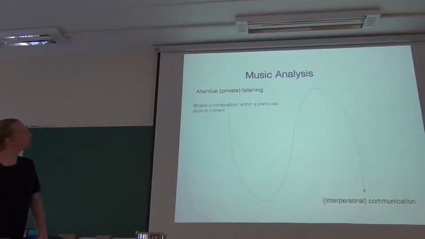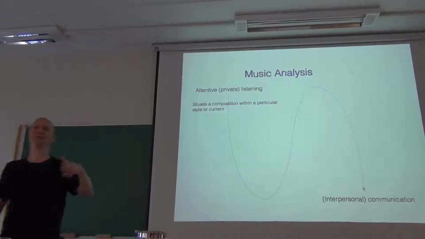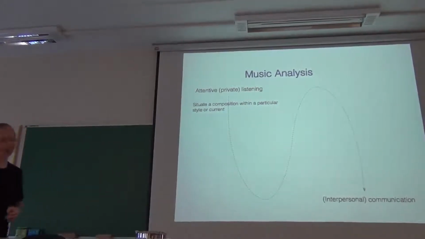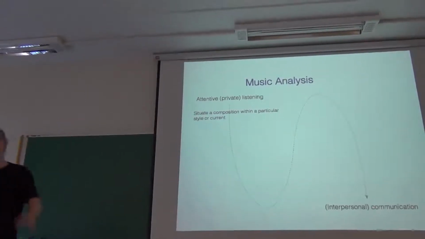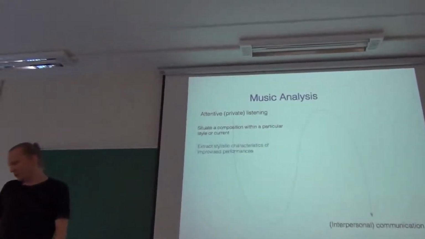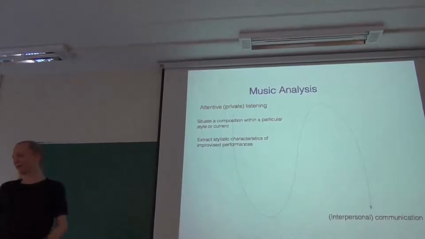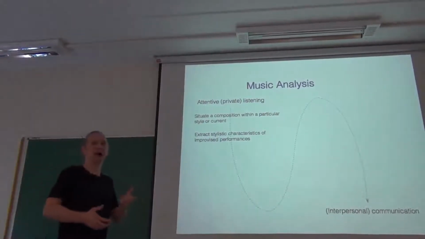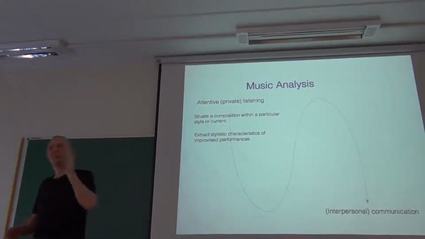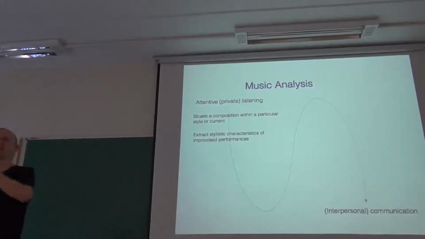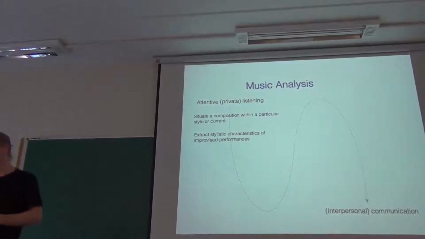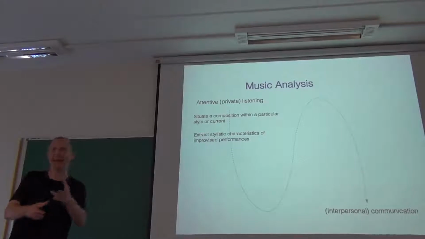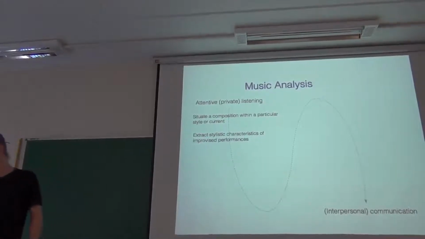The first would be that you listen to a piece of music, attentive listening, you're situated in a particular current or style, and you stay at the surface. You might also want to extract characteristics of improvised performance. If you're an improviser, you will be very attentive to various choruses by various improvising masters to learn, assimilate, and imitate what they are doing.